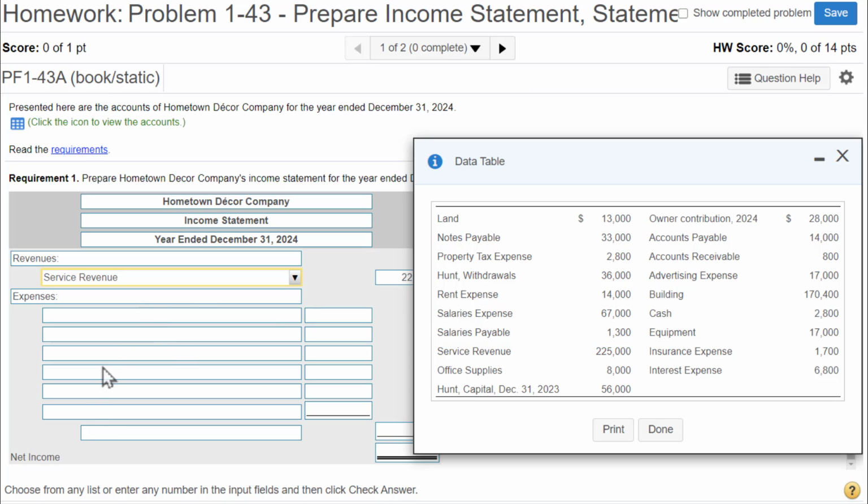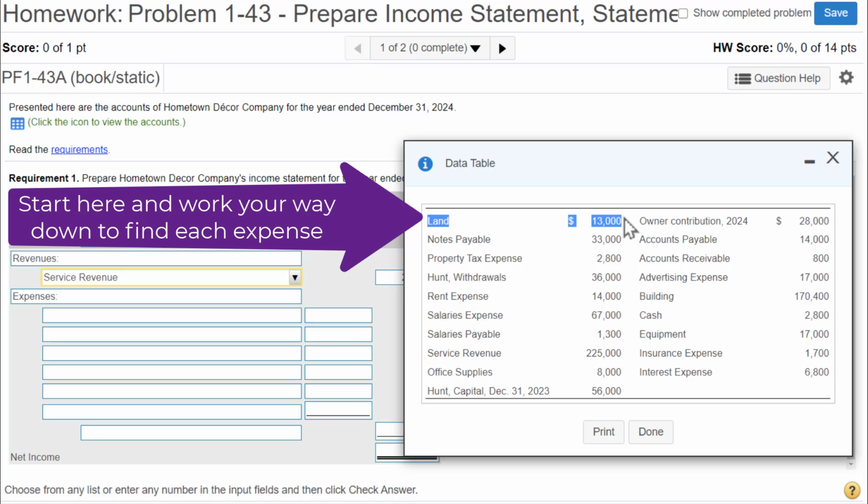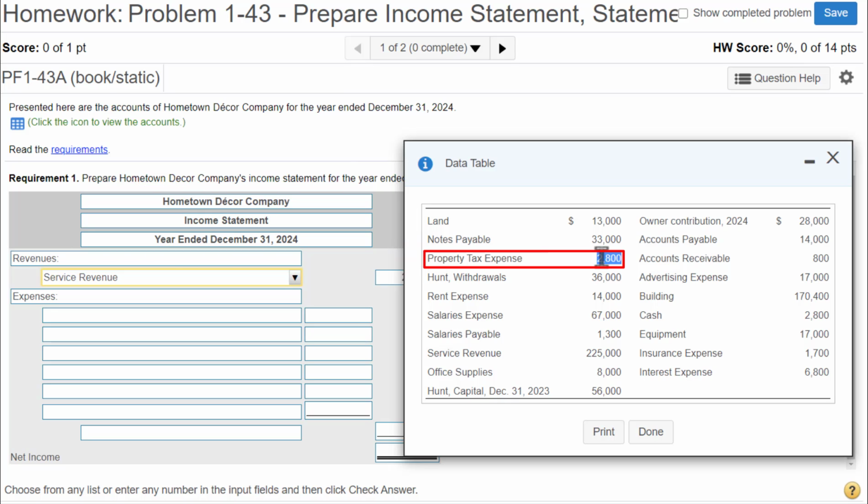And then we have our expenses. In the previous video, I told you that the expenses are usually listed from largest to smallest. However, My Accounting Lab is nice to you. My Accounting Lab does not force you to put them in a certain order. So just to give you a little bit less work to do in a testing situation, I recommend starting here at the very top with land. That's not an expense, by the way. Work your way down and put the expenses in order as we find them. Remember, we're looking for accounts with the word expense in them. Notes payable. So here's our first expense: property tax expense, $2,800.